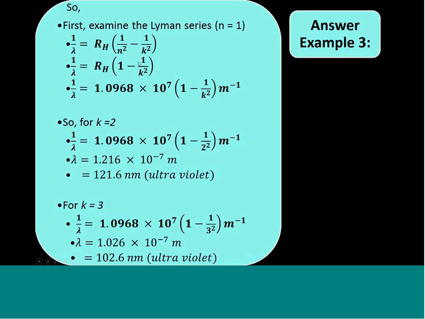So, kuasa 2, n1, Lyman series ni adalah n1 equal to 1. K ni mula dengan 2. So, untuk formula Lyman series, RH ni nilai RH ni dah akan bagi lah.